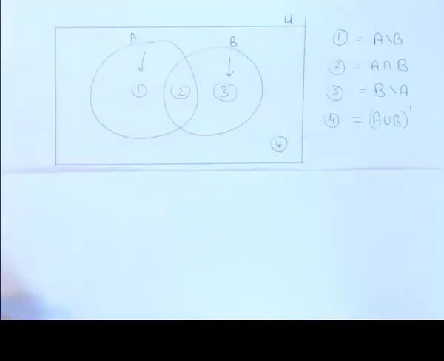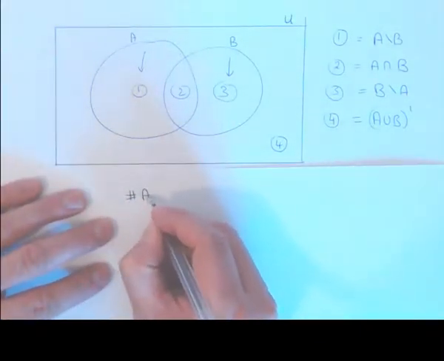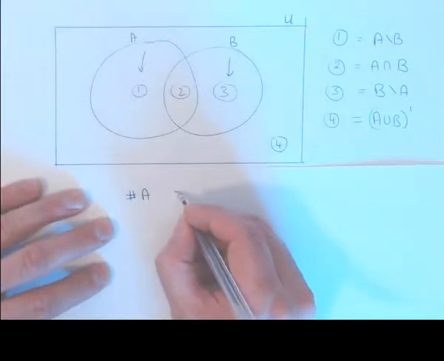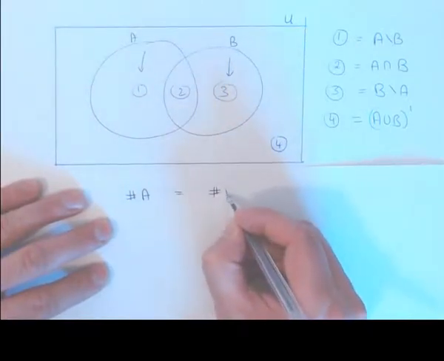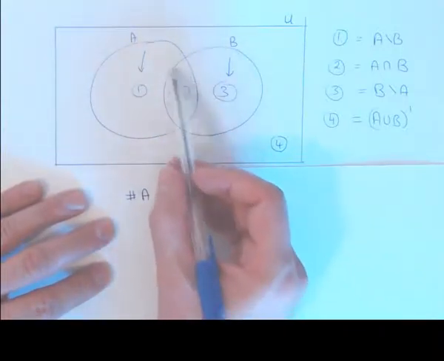Let's try something different. Imagine I told you that the number of elements in set A is 1 less than the number of elements in set B. So how do I say the number of elements in set A is 1 less than the number of elements in set B?